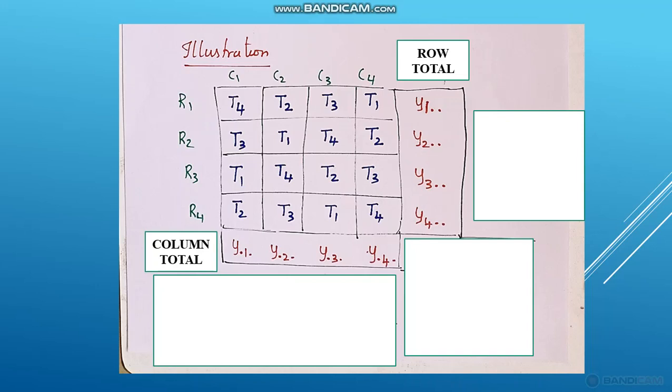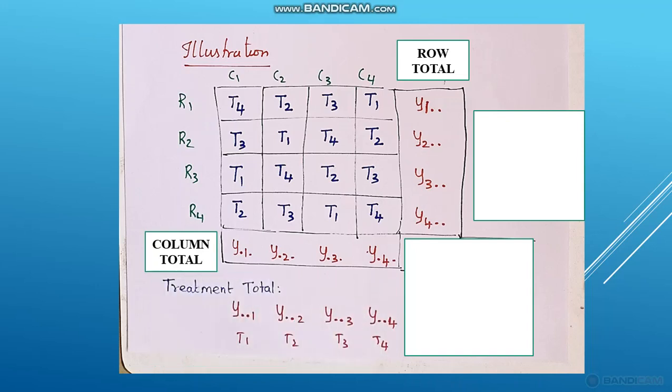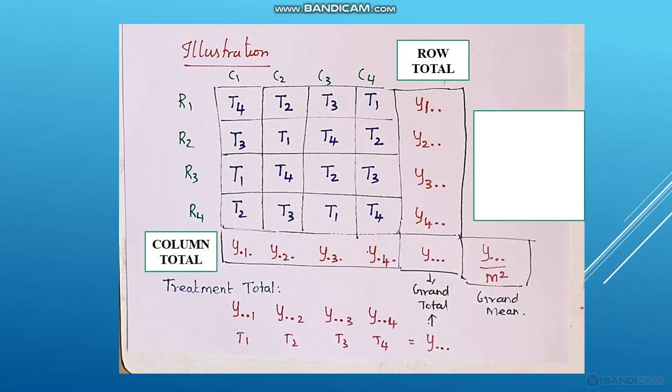The third step is you want to find the treatment total. The treatment total is y dot dot 1, that is T1, so you sum all the T1 values. So the first step is the row total, the second step is the column total, the third step is the treatment total, and the fourth step is the grand total, that is y dot dot dot.